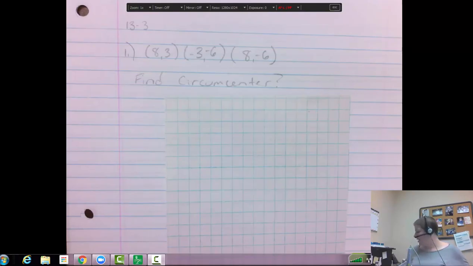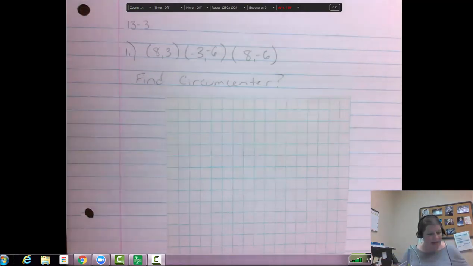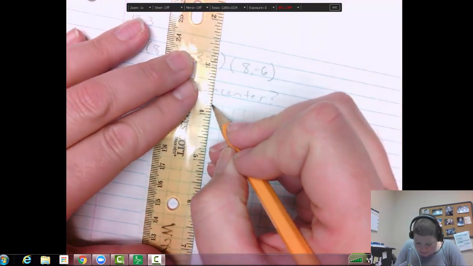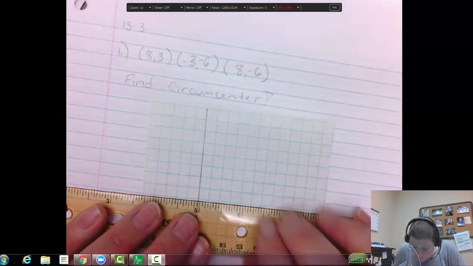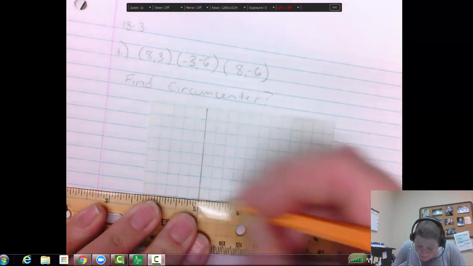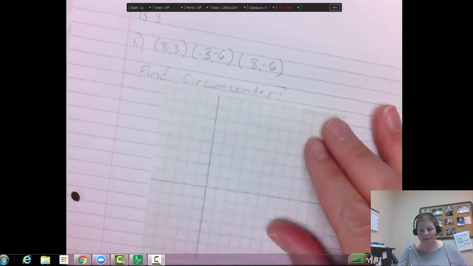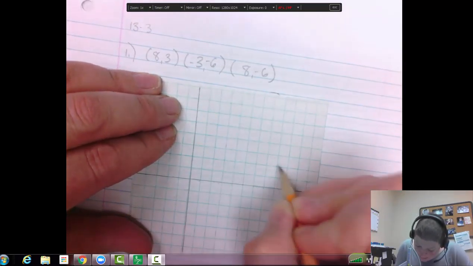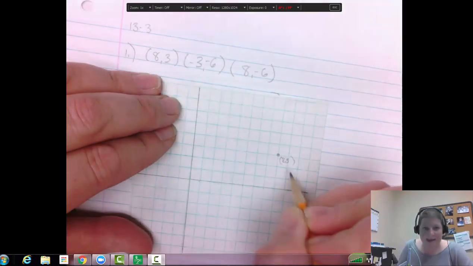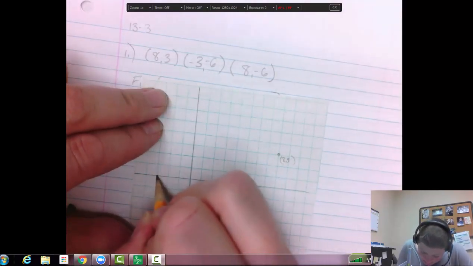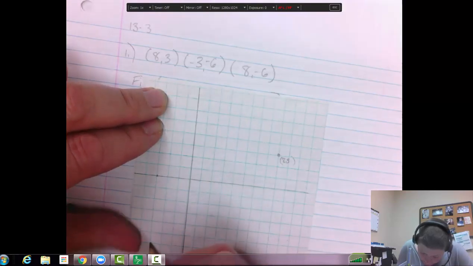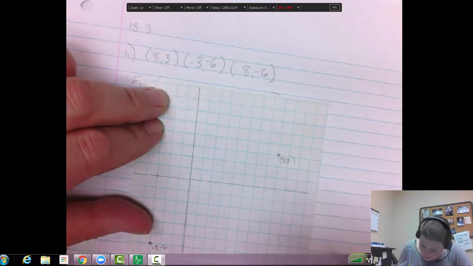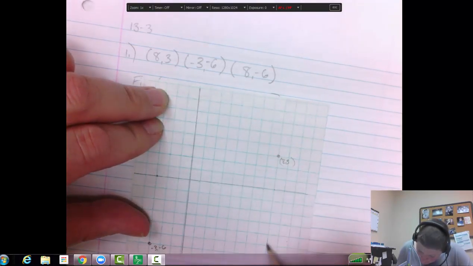graph paper. Okay, so call this the center here. It can be a little off. So I have enough room. All right, so what does this one look like? Let's graph 8, 3. So 1, 2, 3, 4, 5, 6, 7, 8. 1, 2, 3. There's 8, 3. And what? -3, -6. 1, 2, 3, -3. 1, 2, 3, 4, 5, 6. -3, -6. And what was the last one? 8, -6. So 8 is right here. 1, 2, 3, 4, 5, 6, 8.